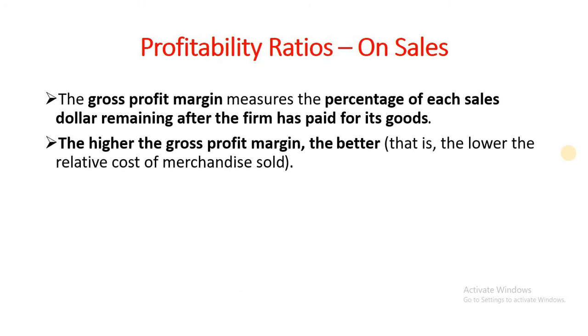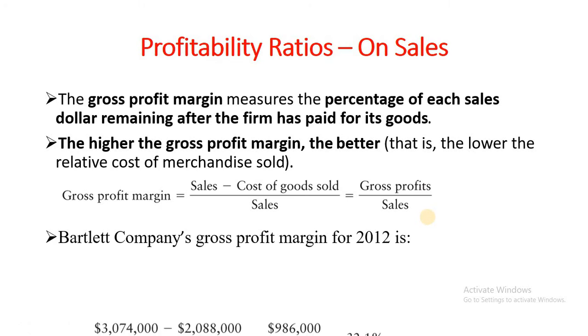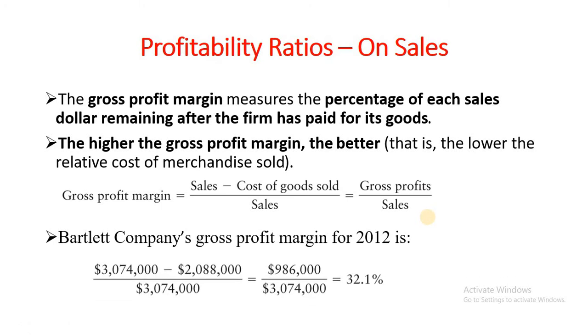The higher the gross profit margin, the better it is for the firm. Gross profit margin is equal to sales minus cost of goods sold divided by sales, or simply gross profit divided by sales. Here is the gross profit margin of a company. Over here, the gross profit margin of this company in 2012 is 32.1%.